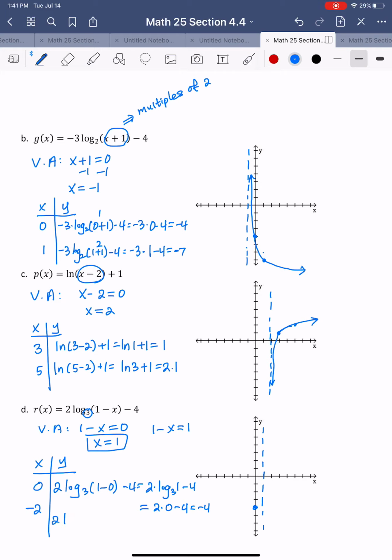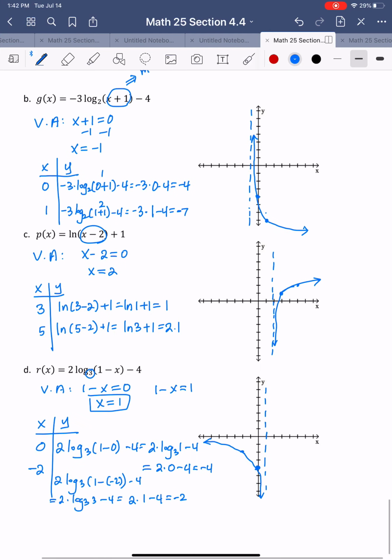And then for negative 2: 2 times log base 3 of 1 minus negative 2, minus 4. That is 2 times log base 3 of 3, minus 4, which is 2 times 1 minus 4, which is negative 2. So negative 2 gives negative 2, right here. Which means your graph will be going down toward the vertical asymptote, and then going this way. It's a curve. That's all. Thank you for listening.